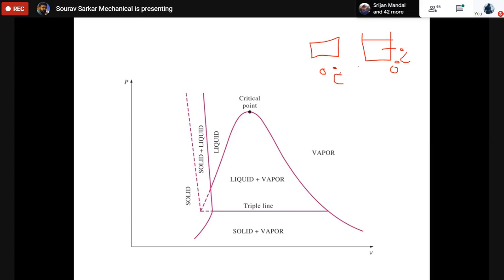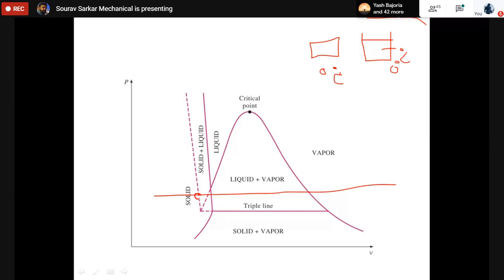So what is happening? Again, consider one constant pressure line like this. This is the constant pressure line. Consider that this is at 1 atmosphere. Very good. So this is 1 atmosphere. So this line is solid.